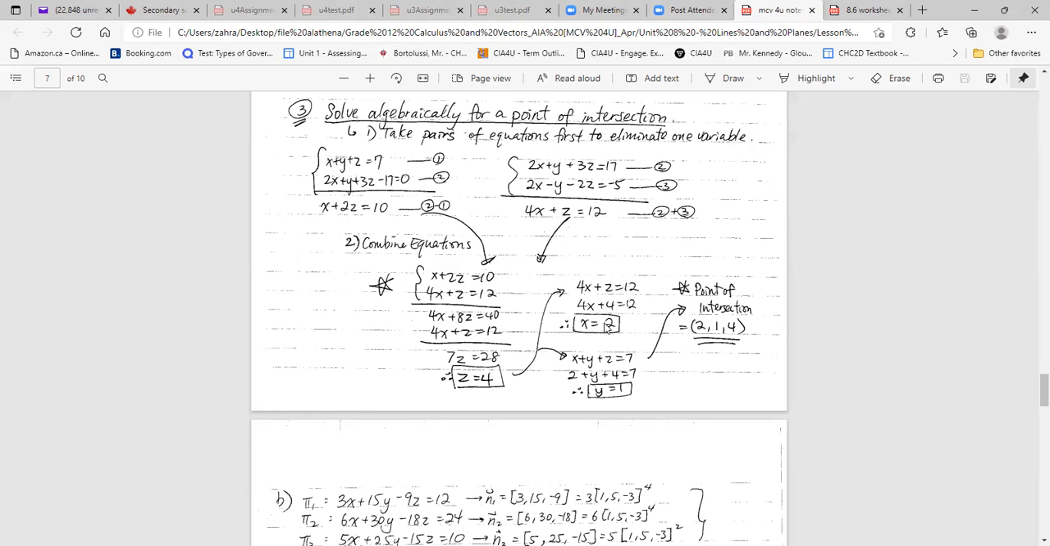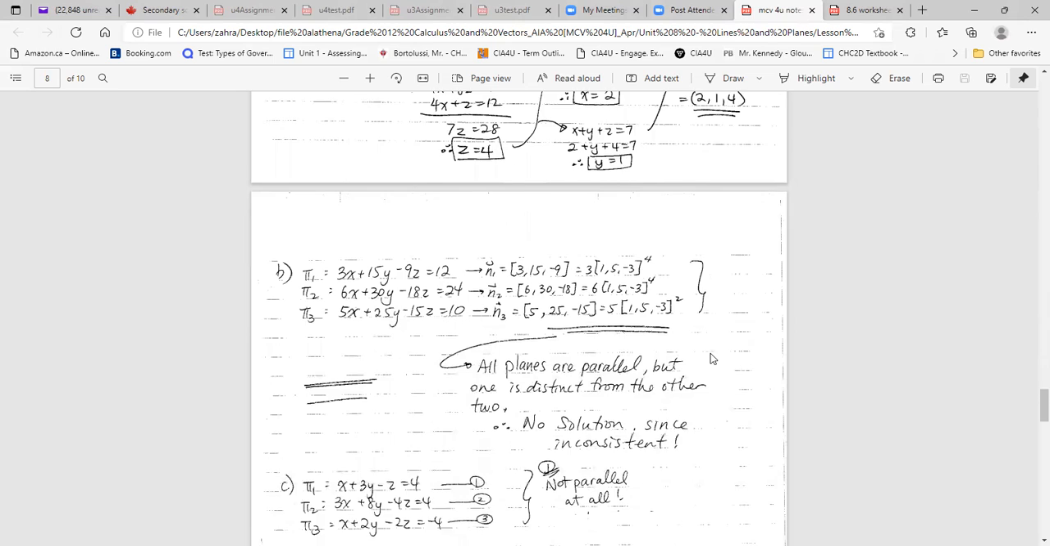Then we use the original one. So say any of that, x plus y plus 7. You take that. For x, we got 2. For z, we got 4. We just rearrange it for y. As you see, there is a point of intersection.